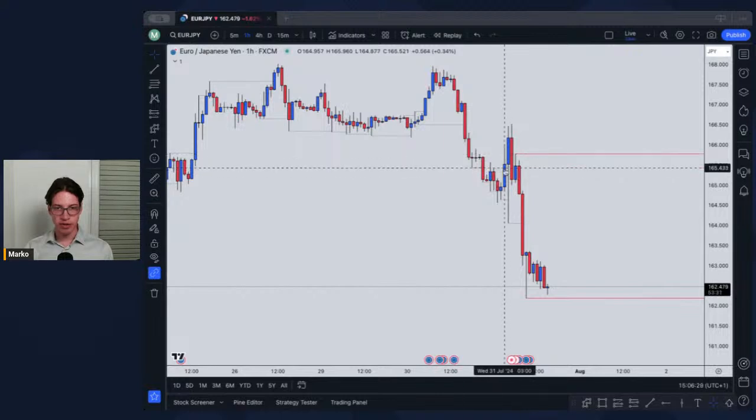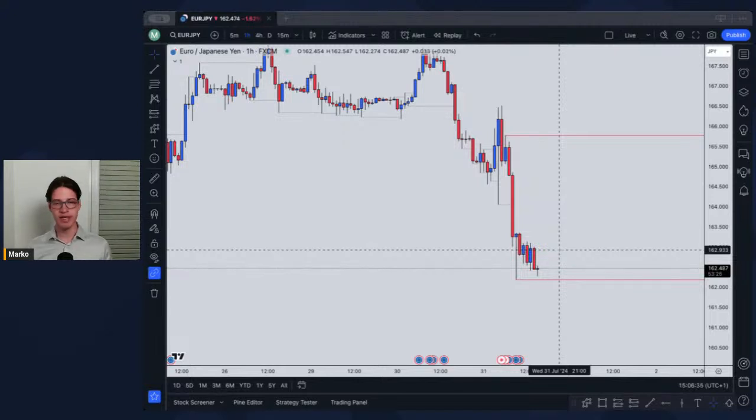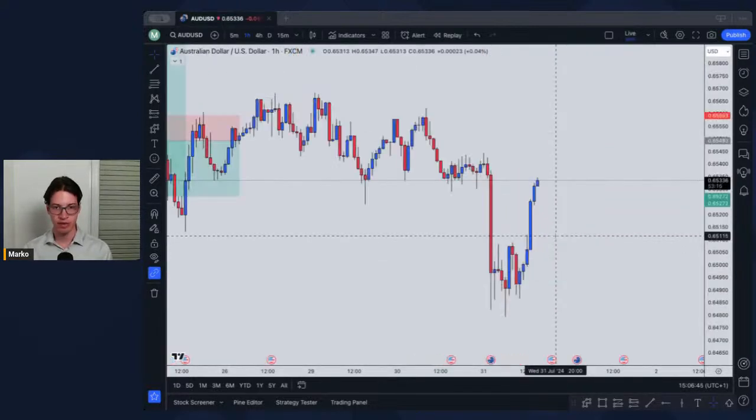Then we just broke the high, got some bullish momentum, but then we just started dropping. So very corrective price action. I'm not going to put the euro and the Japanese yen on the watch list. I'm going to be more patient with this currency pair. So let's move on to the Aussie and the US dollar.